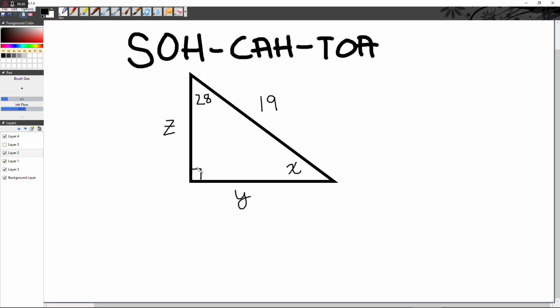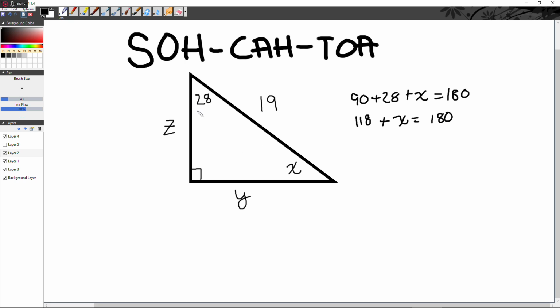All the angles in a triangle add up to be 180. So we have 90 plus 28 plus x equals 180. We add these up and we get, let's see here, 108. Nope, 118. Sorry guys. 118 plus x equals 180.